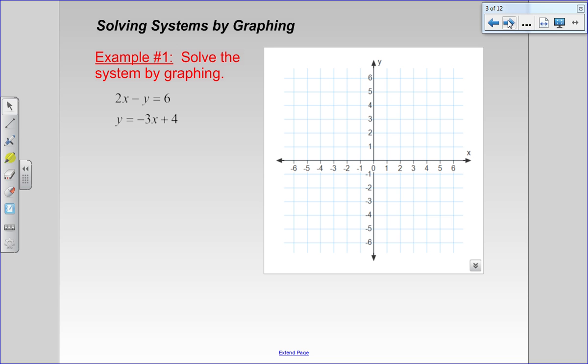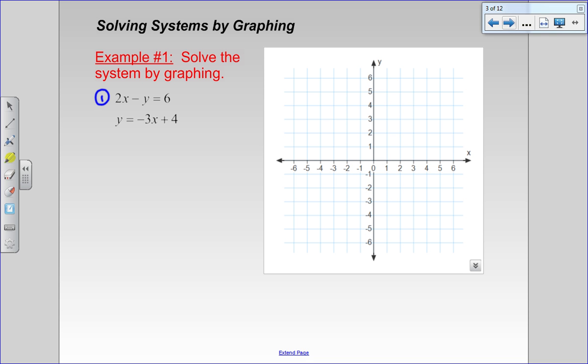Let's look at some examples of how to solve systems by graphing. Our first example is a system of two equations, 2x minus y equals 6 and y equals negative 3x plus 4. To solve the system by graphing, we first need to graph these equations on the same coordinate plane. Let's look at our first equation, 2x minus y equals 6.